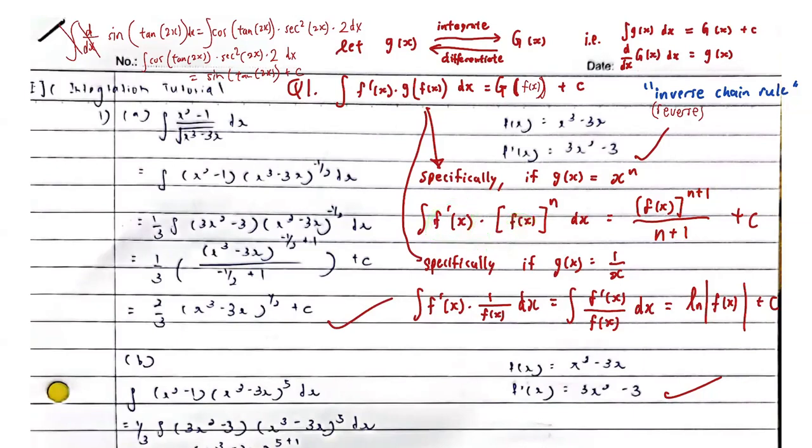Similarly, if this g of x is 1 over x, I'll have 1 over f of x. G of f of x becomes 1 over f of x. Then the inside being f of x, you need the derivative on the left side, multiplied. If you rewrite this, it's really just f prime on top and f below. You integrate this and you'll just get ln of the modulus of f of x plus c. Okay, good.